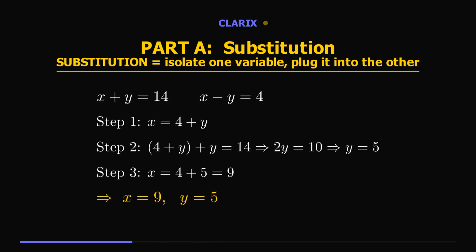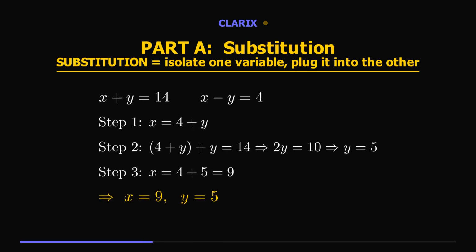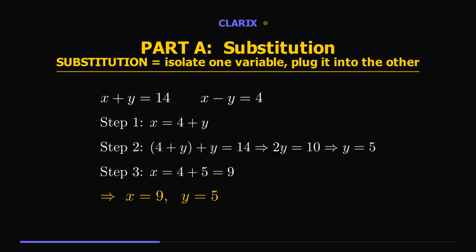Step 1, get one variable alone. From equation 2, x equals 4 plus y. Step 2, substitute that into equation 1: 4 plus y plus y equals 14. That's one equation, one unknown. Simplify. 4 plus 2y equals 14, so 2y equals 10, so y equals 5.